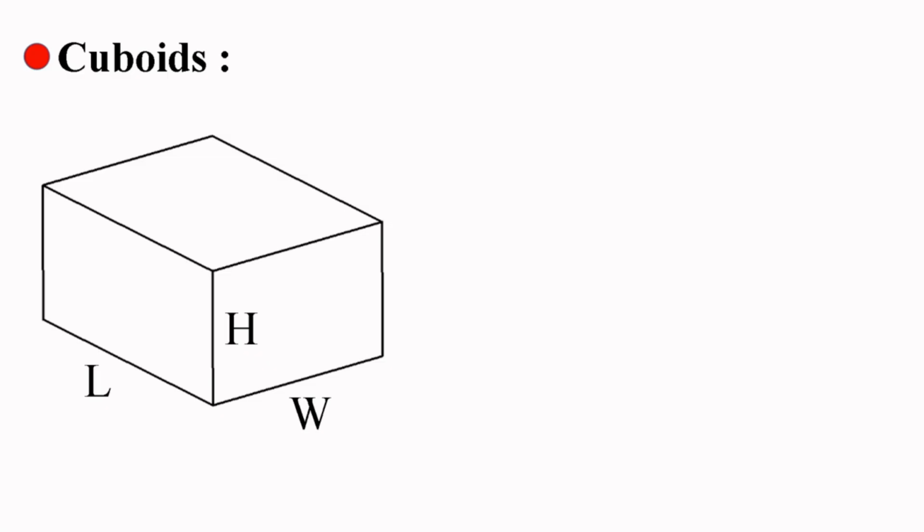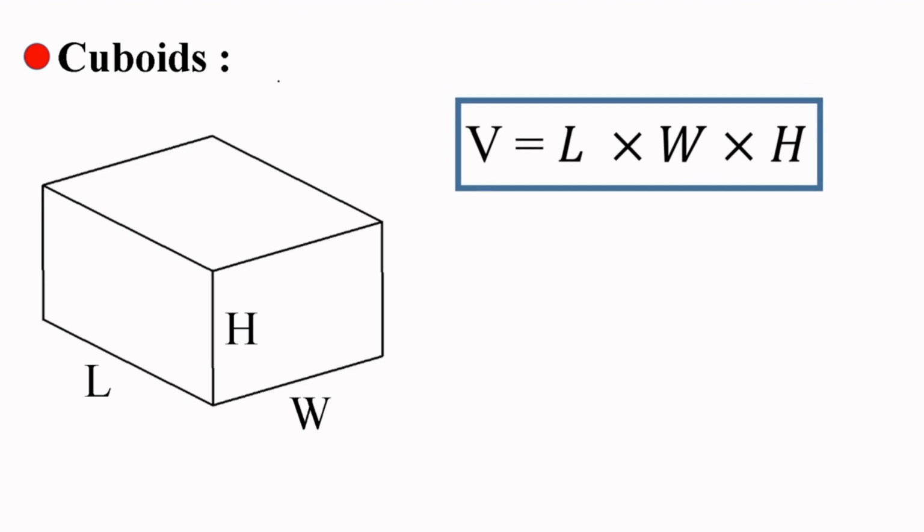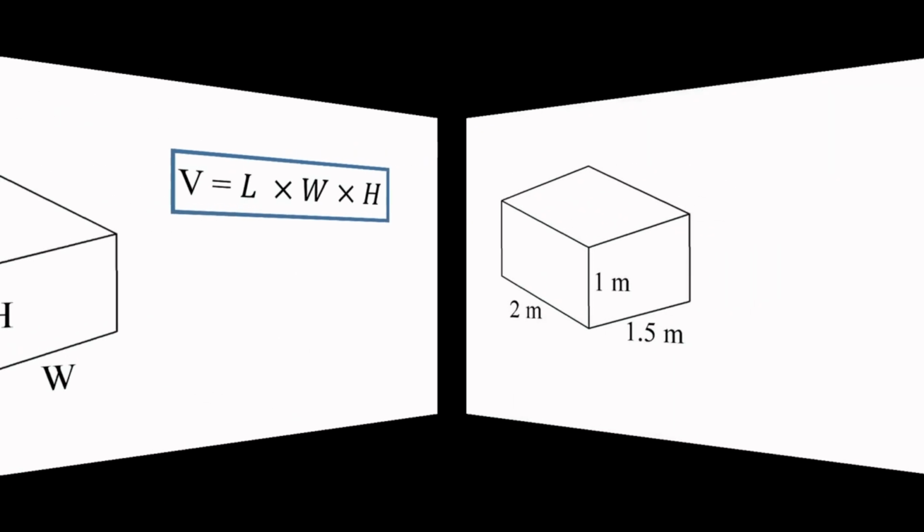The second object that we are going to learn how to calculate the volume of is a cuboid. What does it mean, a cuboid? The shape of the cuboid is more or less like a cube, but this time the lengths of the sides are not equal to each other. We have 3 different lengths, 3 different dimensions. So how can we calculate the volume of this object? The formula is going to be length times width times height. It's really easy.